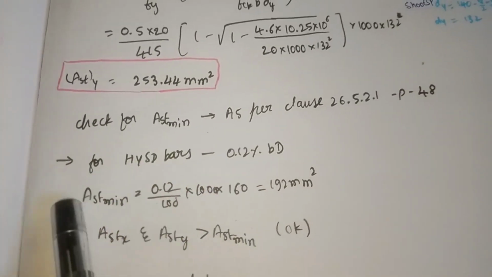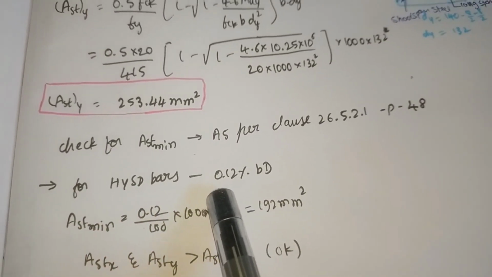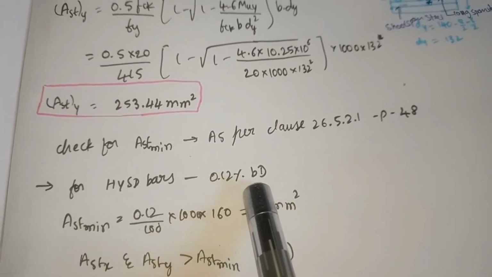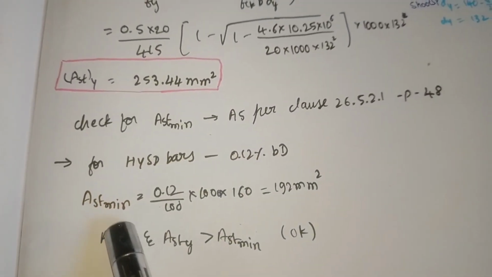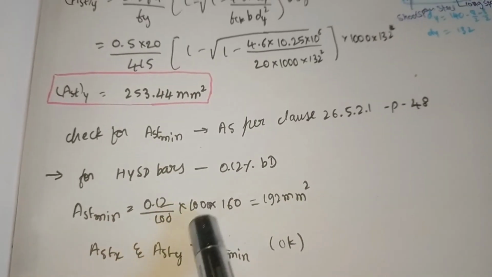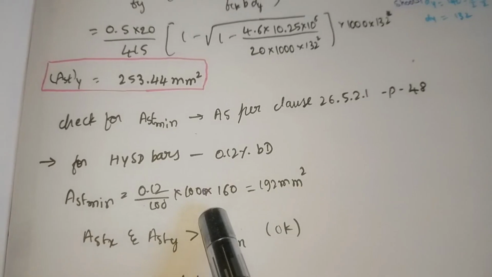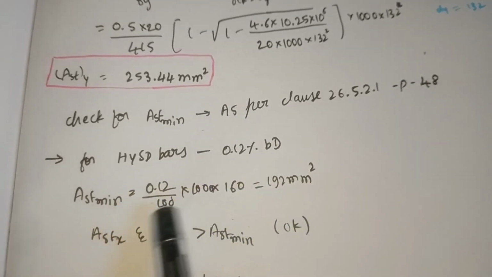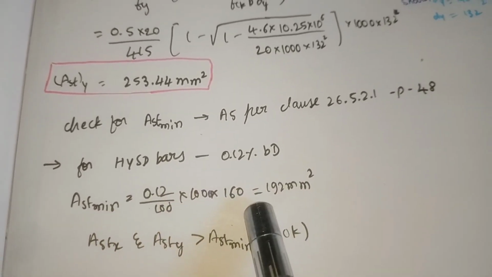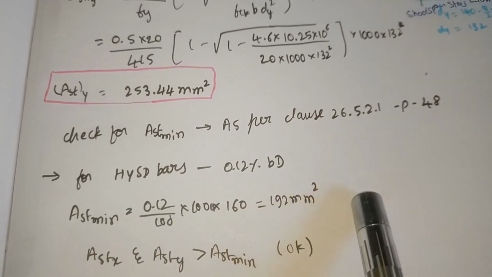So as they mentioned, for HYSD bars, 0.12% into b into D. So AST minimum is equal to 0.12 by 100 into 1000, b value is 1000, into overall depth we got was 160. So substitute all the values. By simplifying, our AST minimum will come out as 192 mm square.